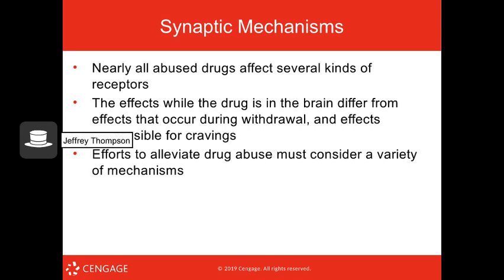All drugs affect your brain differently. They're going to affect different receptor sites. Some affect just one, some affect multiple. The effects that occur while the drug is in your brain are going to differ from the effects that occur when your brain is experiencing withdrawal or the effects that are responsible for the cravings for that drug. So, when you're trying to alleviate drug abuse, you have to consider a variety of mechanisms in the brain.